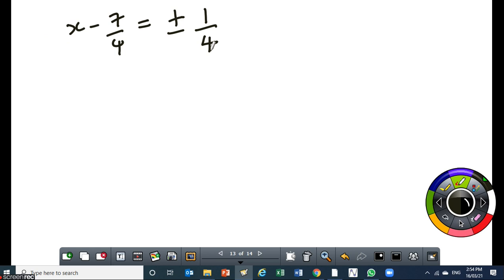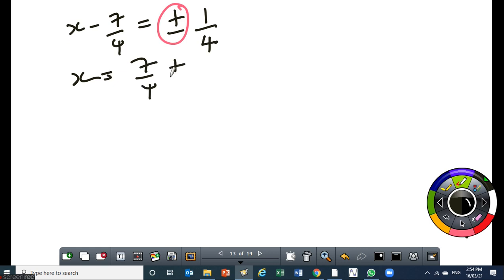Then I'm almost done. I just want to remind you, because this is becoming a little bit new to most of you, because it's your first time at this grade level. This plus or minus means that we have got two values. Because it's a quadratic equation, we must get two solutions. So I can write this as x equal to, if I take the minus 7 to the right, I'll get minus 7 over 4 plus or minus 1 over 4.